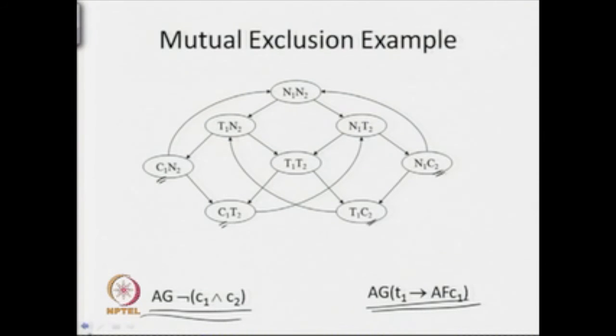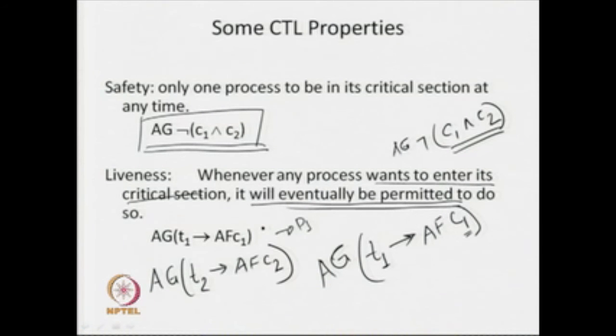Now, the second property: whenever any process wants to enter its critical section, it will eventually be permitted to do so. So, if it is trying to enter the critical section, in all paths in future we should get C1.